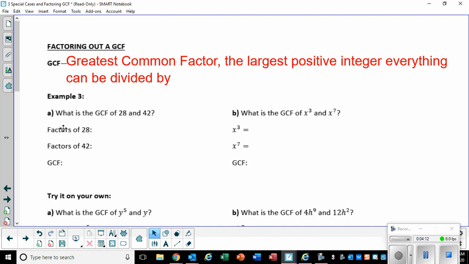So let's start with just numbers because that's a little bit easier. We're going to find the GCF of 28 and 42. So the first thing we're going to do is write out all the factors of 28.